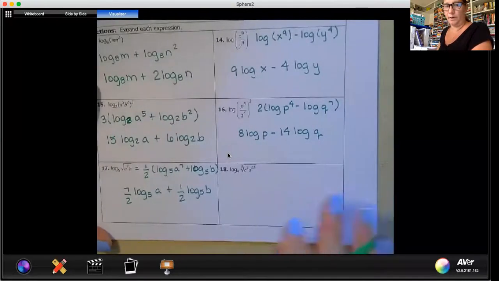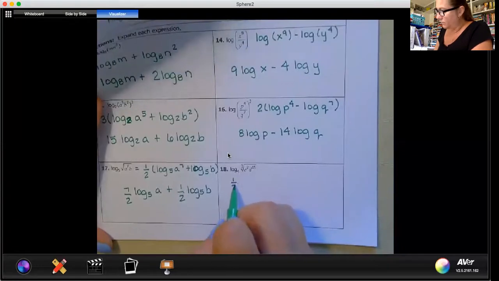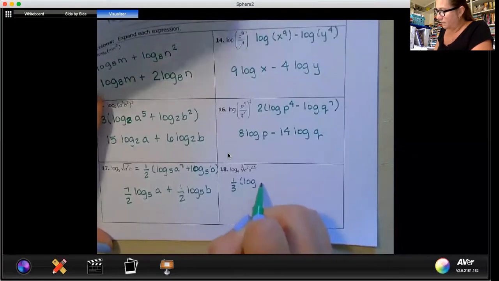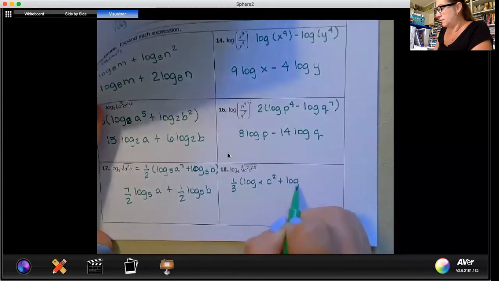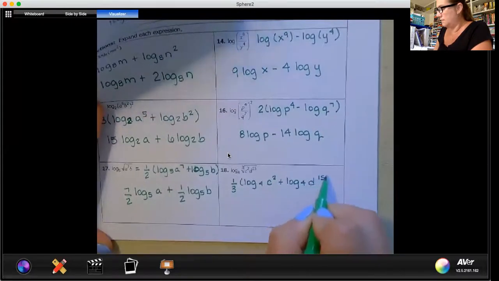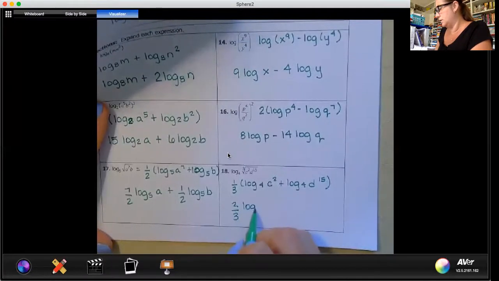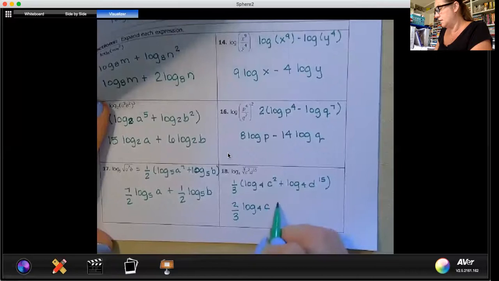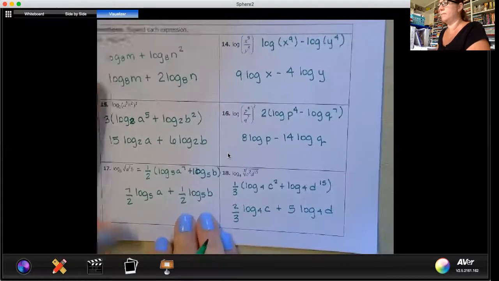Into the 1/3 power for 18. So that's 1/3 log base 4 of c squared plus log base 4 of d to the 15th. So that's 2/3 log base 4 of c plus 5 log base 4 of d.